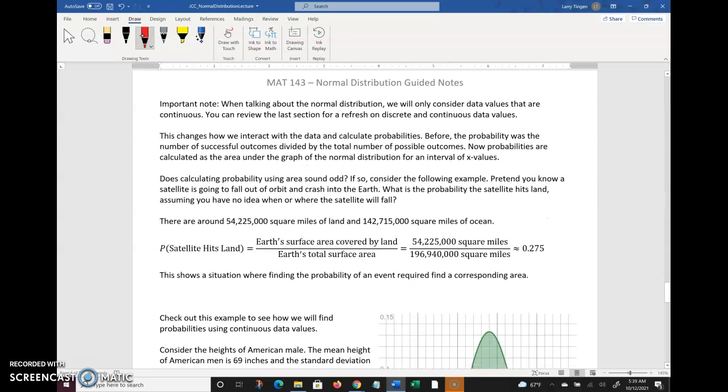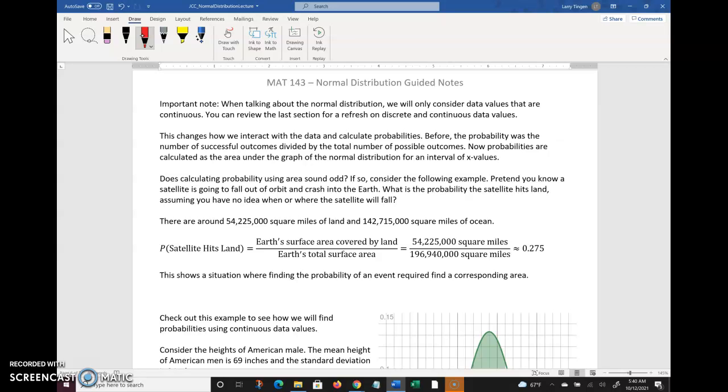From here out, though, I want to talk about working with normal distributions. What we're going to do is consider data values that are continuous. And the reason is the graph that gives us our normal distribution is a continuous function. So instead of being able to calculate, here's a data set, how many people are exactly 71 inches tall? I can't do that. That doesn't make sense when I'm dealing with continuous data. And if you want to remember continuous and discrete data, take a look at the lecture previously from this chapter.